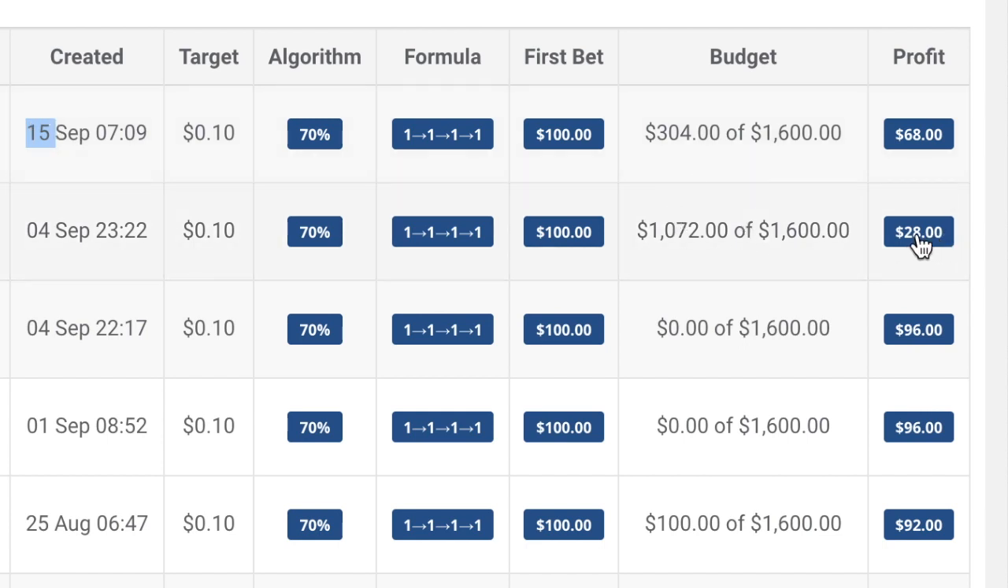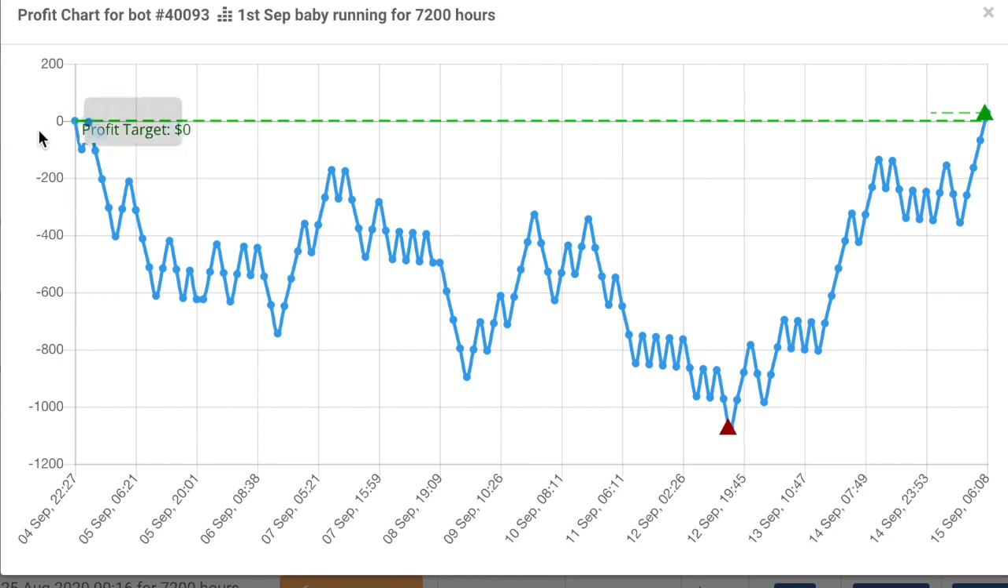If I click on this $28, you can see that this robot started here. The first trade it made, it lost. And then it made another trade and it won. So it almost broke even. Well, obviously, I don't want to stop the robot on a break even. I want to stop the robot when it's in a profit. And then it made a trade, it lost, then it won. As you can see, these are losing trades going down, and this is up and down.